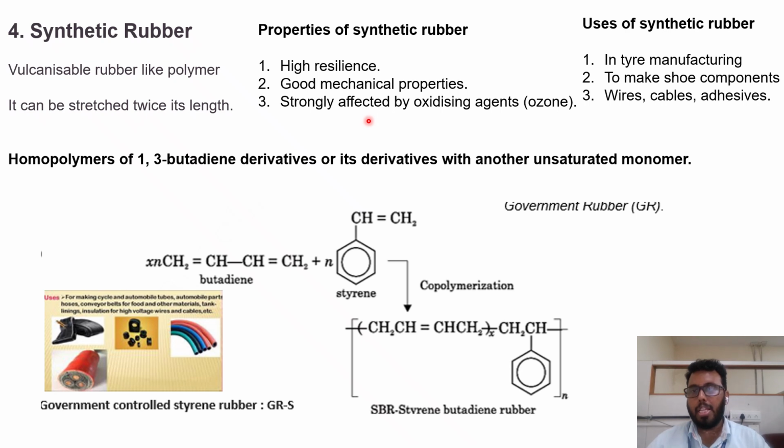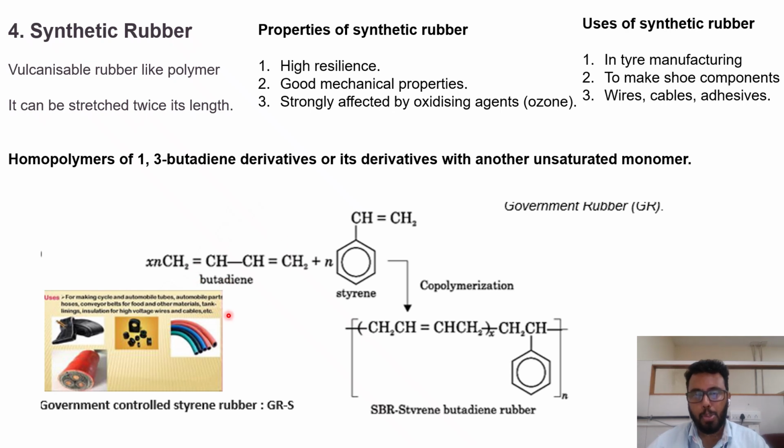Uses: it is used in tire manufacturing. Most of the tires which we are using are vulcanized rubber, and it is also used in making shoe components, wires, cables, adhesives, etc. The government controls the styrene rubber, GRS. We will see. You can see in this picture different parts like cables, and also cycle and automobile tubes, automobile parts, hoses, conveyor belts, and many more can be made out of this synthetic rubber.